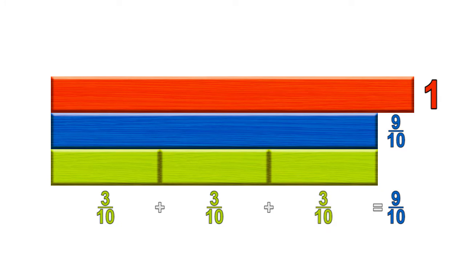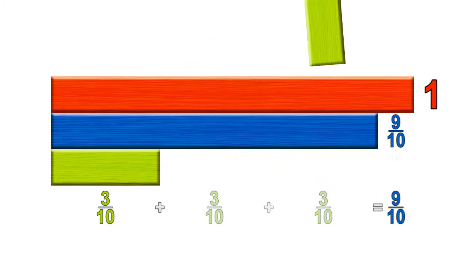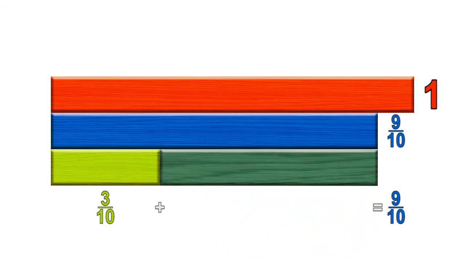Replacing groups of 3 white tenths with light green rods represents the new equation, 3/10 plus 3/10 plus 3/10 equals 9/10. Replacing 2 of the 3/10 pieces with a dark green rod would represent 6/10, and the new equation is 3/10 plus 6/10 equals 9/10.